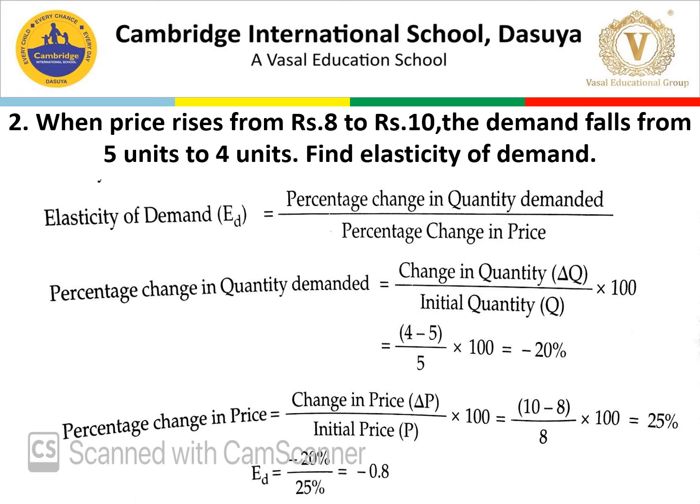Then percentage change in price. Change in price over initial price into 100, that will be 10 minus 8 over 8 into 100, that is equal to 25%. So minus 20% over 25% will be minus 0.8. So the value we are taking is 0.8. We have to ignore the negative sign.